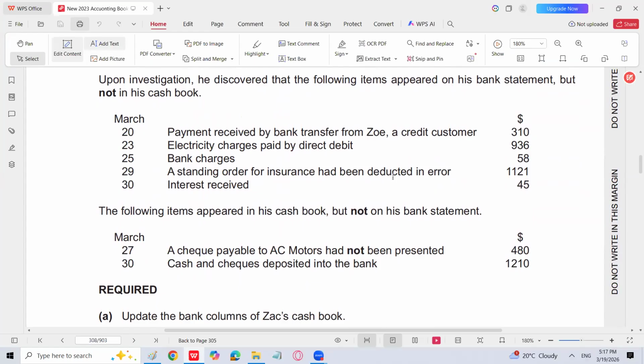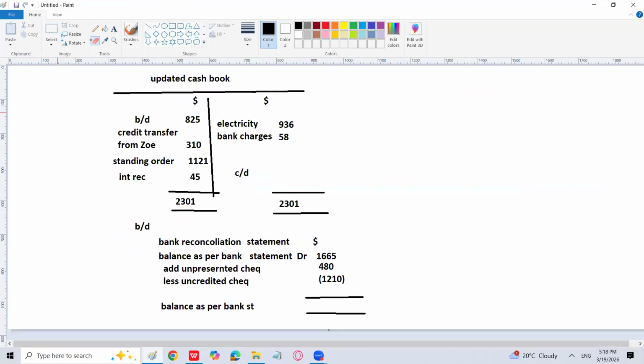So standing order for insurance has been deducted in error. So 480, the balance of the bank statement is given. Let me see what has gone wrong. If you look at it, the problem is that this 1121 should have been a part of BRS, not a part of the cash book. That is basically an important point, that this 1121 here is not a part of the cash book. It should have been a part of BRS. So we'll discuss it later on.